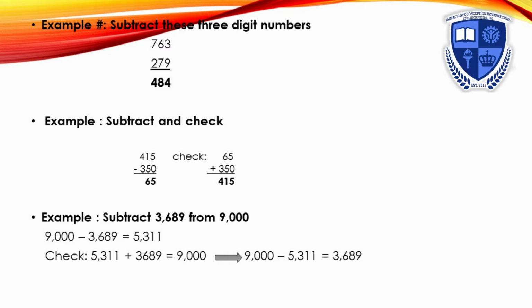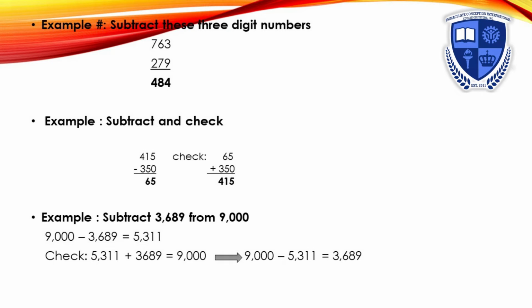For example, subtract and check. So, 415 minus 350 is equal to 65. So, dito mapapansin nyo class na gumamit pa rin po tayo ng place value, kaya meron pa rin po tayong ones, tens, and hundreds. Next, for checking, we use adding sign para makita po natin yung minuend, subtrahend, and the difference. So, now, 65 our difference plus po natin dyan is yung ating sinubtract na 350 is equal to 415 na ating minuend kanina sa minus sign sa kabila.